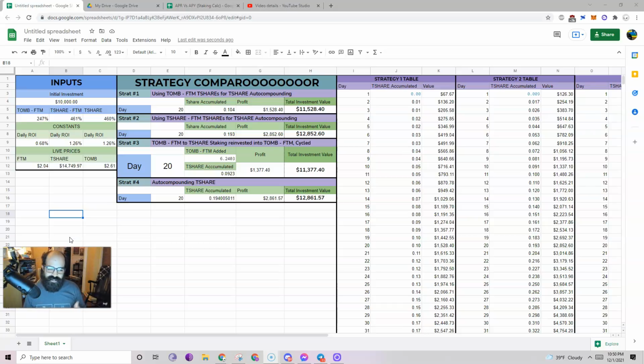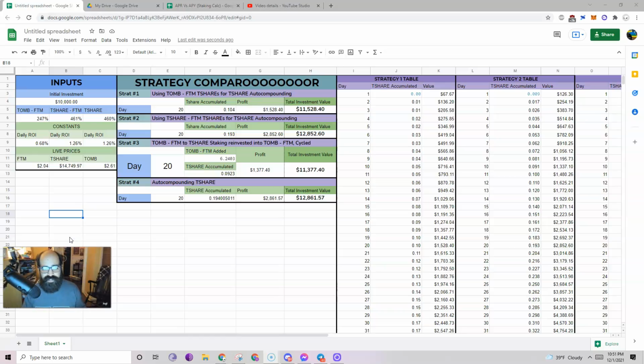What it does is it looks at different strategies you can utilize with Tomb Finance and what the projected APY or APR is given constant prices. Now, this does not take into account Tomb or T-share price fluctuation. It just imagines the prices are constant and goes on into the future.